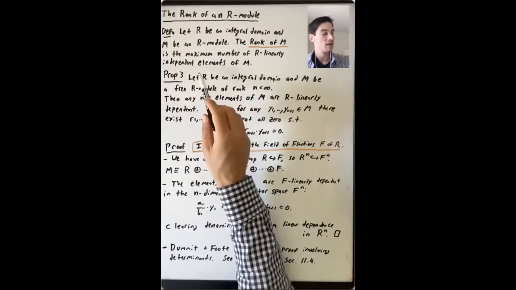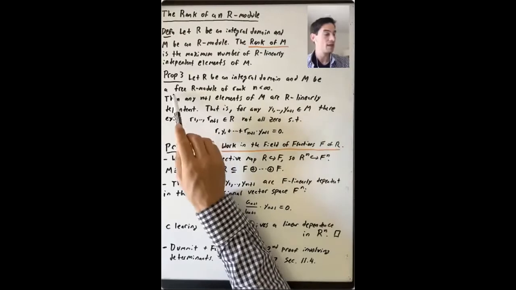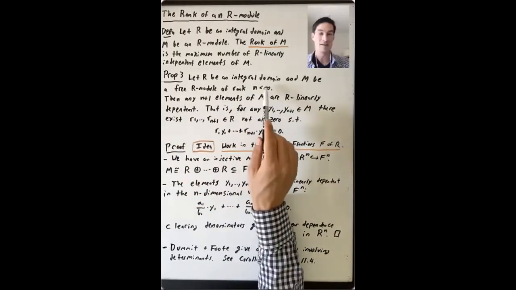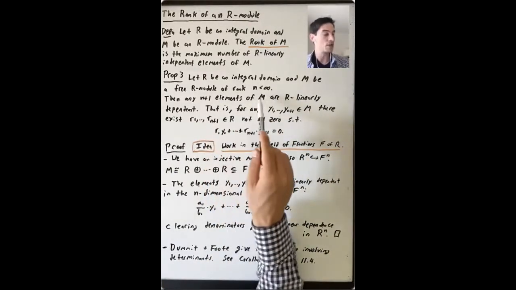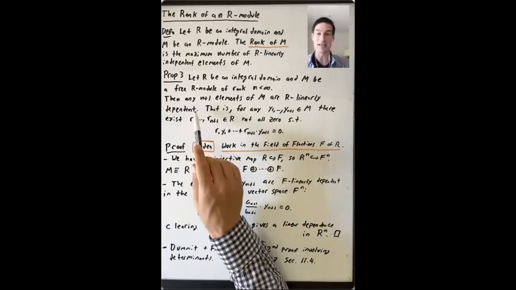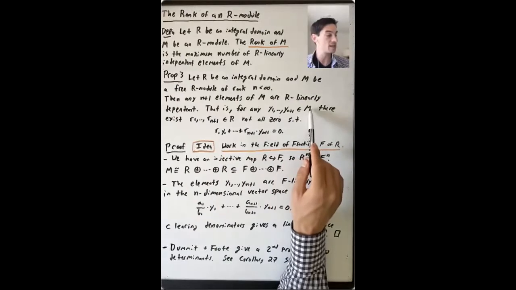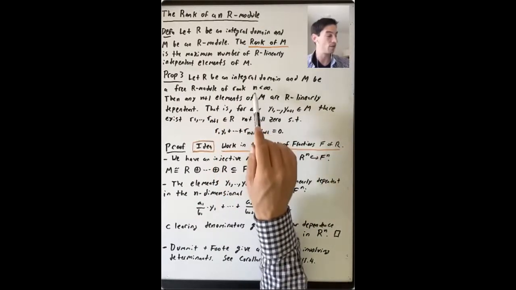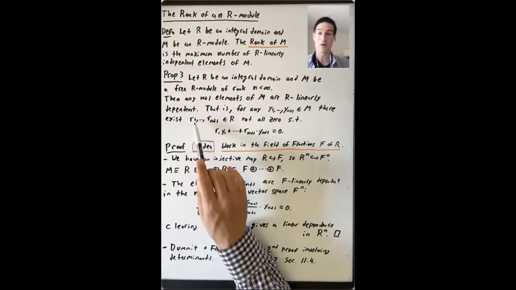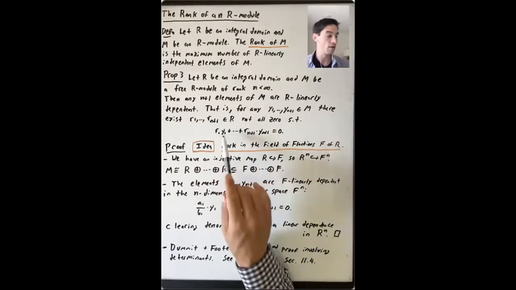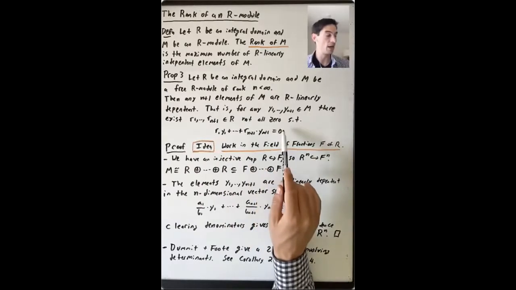So let's say that R is an integral domain and M is a free R module of rank n, finite rank n, so not infinity. Then any n plus 1 elements of M are R linearly dependent. That is, if you take n plus 1 elements of this free R module of rank n, y1 up through y n plus 1, then there exist some elements of the ring R, r1 up through r n plus 1, not all 0, such that r1 y1 plus ... plus r n plus 1 y n plus 1 equals 0.